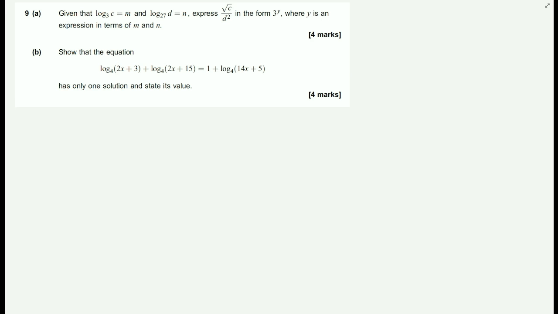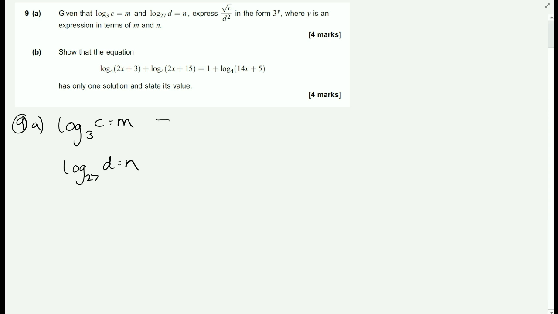So question 9, we'll do A and B sort of separately. So 9a then. We've been given that log base 3 of c equals m and log base 27 of d equals n. Okay, so we need to remember our definition of a logarithm.